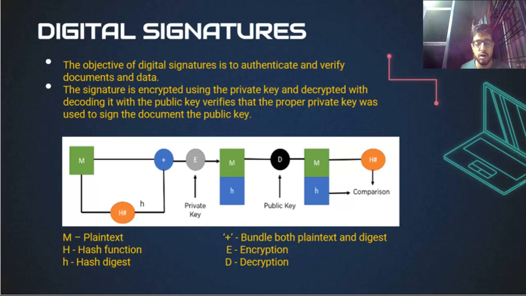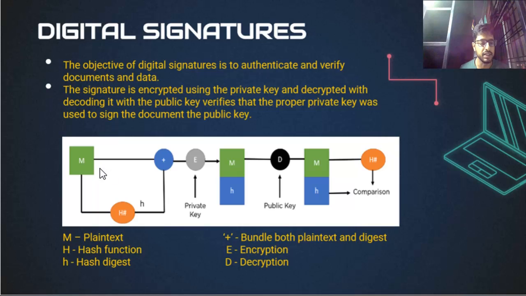The private key belongs to the sender and public key also belongs to the sender. While encryption, private key of the sender is used, and for decryption, public key of the sender is used. Because the keys are linked, decoding it with the public key verifies that the proper private key was used to sign the document, thereby verifying the signature provenance.